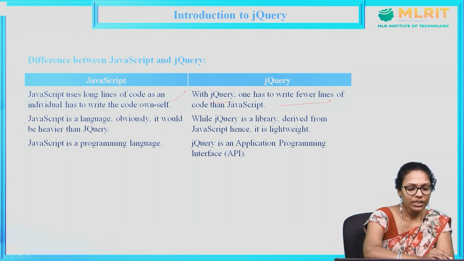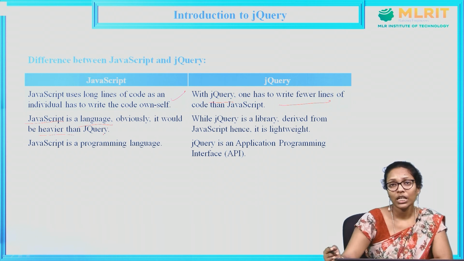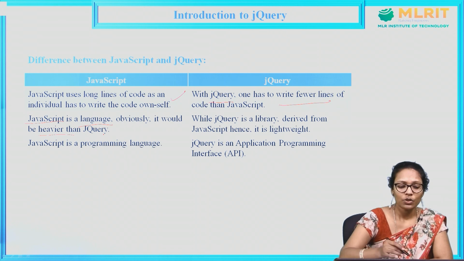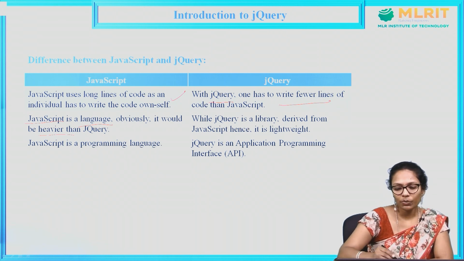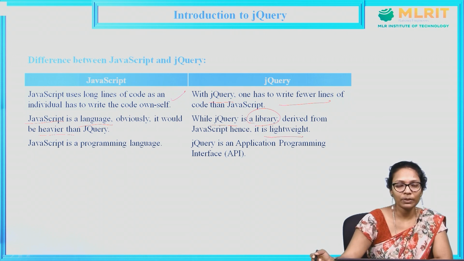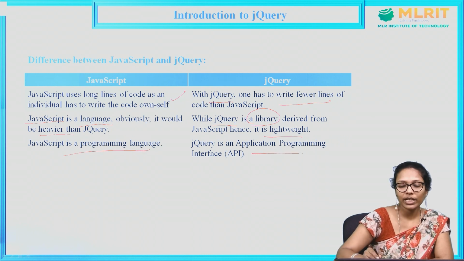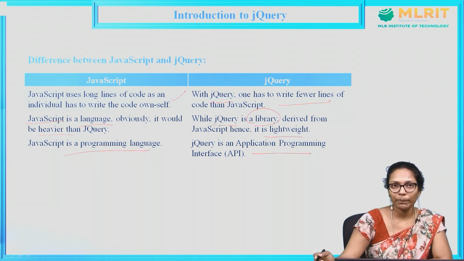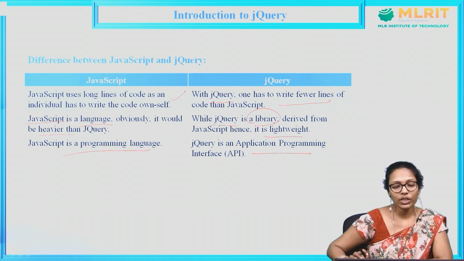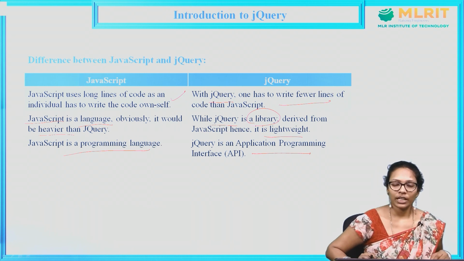And we know JavaScript is a language, so obviously it is heavier than jQuery. Language, in the sense, has to provide all the things, not only libraries, it has so many other things in the language. So it is heavyweight. Whereas jQuery is only a library file, so it is considered lightweight. And next, JavaScript is a programming language, whereas jQuery is an API, application programming interface. So it is a library file. These are the basic differences between jQuery and JavaScript.